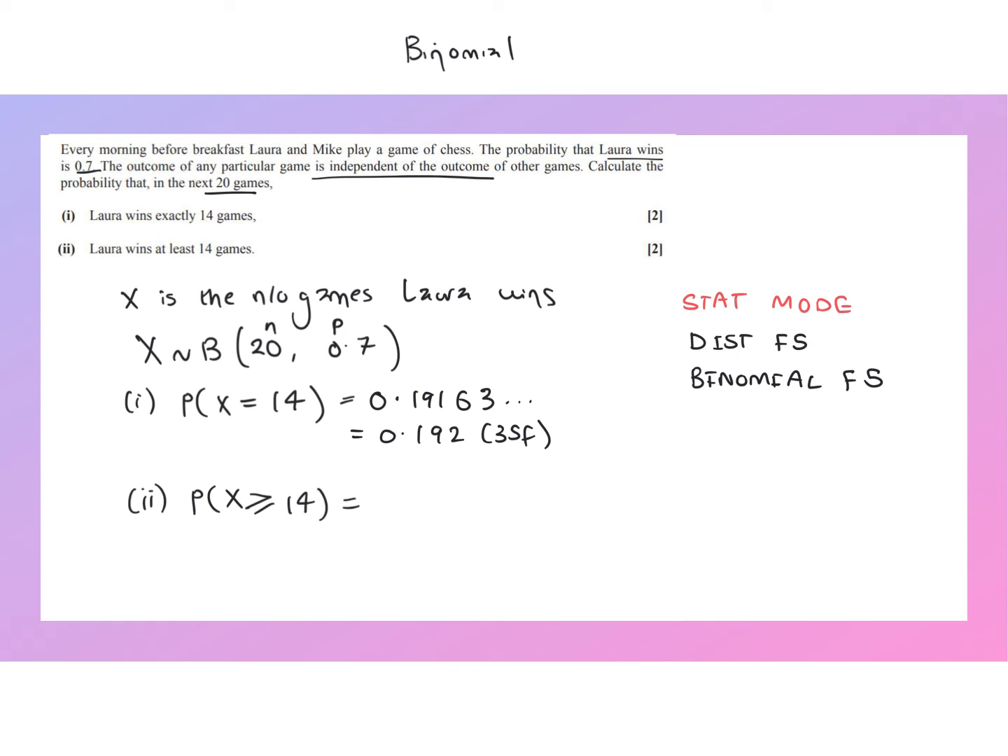And the probability that X is greater than or equal to 14, well, this time we want to do the calculation again, following this system here, but we want BCD, binomial cumulative distribution. So we set the lower value as 14, the upper value as 20. There are 20 trials and P is 0.7, and this then gives us 0.6080... or 0.608 to 3 significant figures.